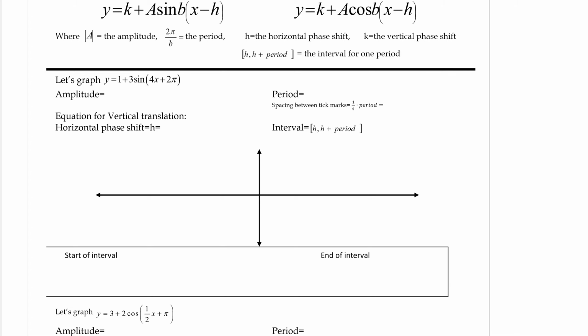All right, this is graphing our sine and cosine, putting it all together. So we have our y equals k, a sine b, x minus h. And the y and the x are the only two variables here. The others are our constants that we're going to be plugging in.